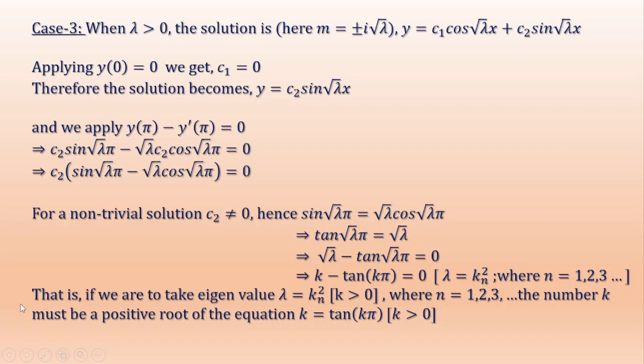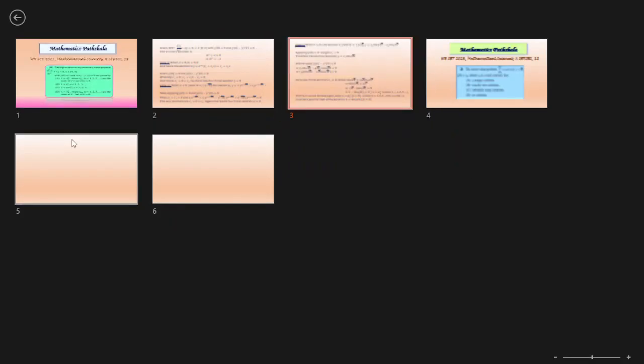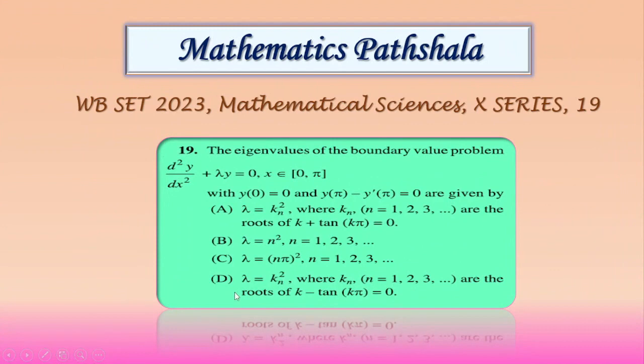So we can say from our given options, this option is correct, as here lambda is equal to kn square where the kn are the roots of k minus tan k pi is equal to 0. So option D is our correct answer.